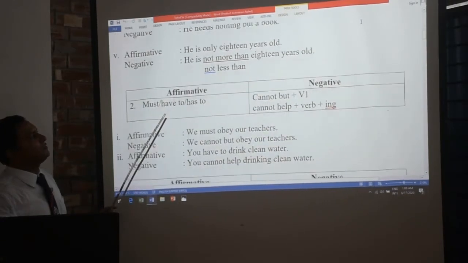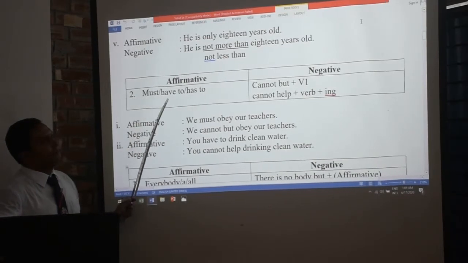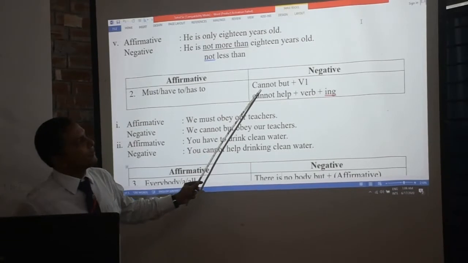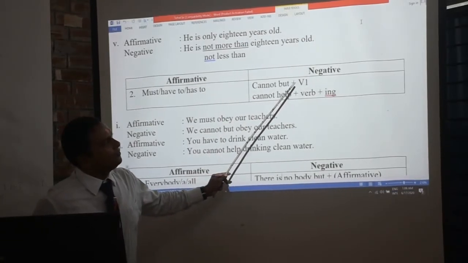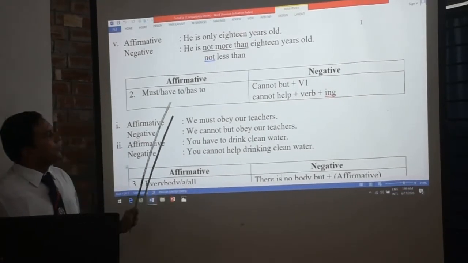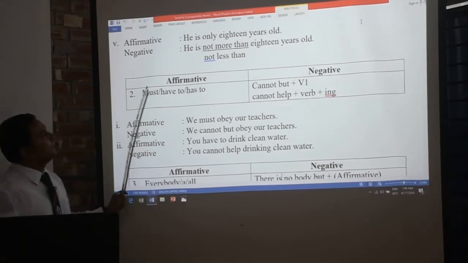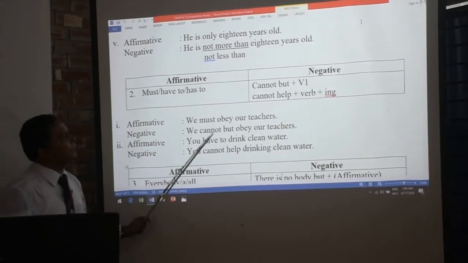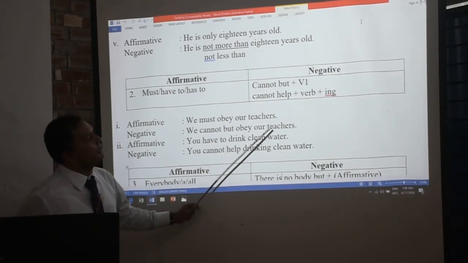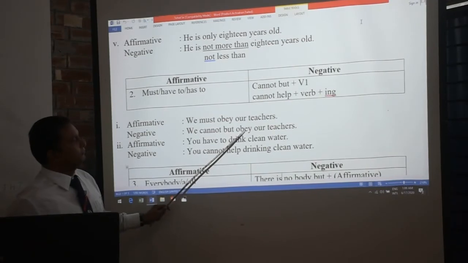In the next rule, if you see must, have to or has to in any sentence, you have to use cannot but plus V1, I mean present form of the verb. We must obey our teachers. So must will be replaced by cannot but. So the answer is we cannot but obey our teachers. Here verb will be in present form.